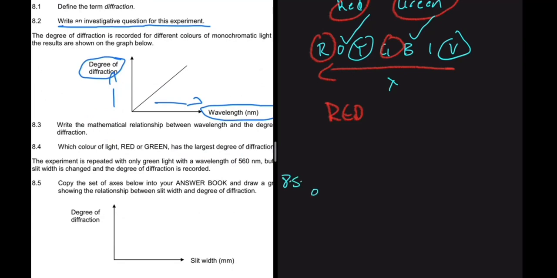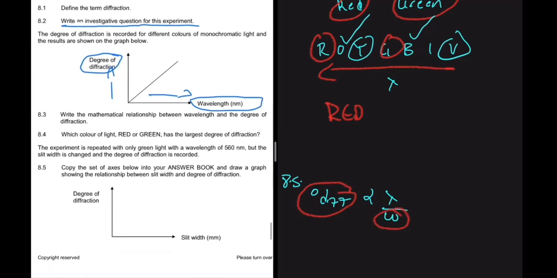So the degree of diffraction, we have already said that is directly proportional to the wavelength, right? But not only is it directly proportional to the wavelength, it is inversely proportional to the slit width, right? So when the slit width increases, the degree of diffraction decreases. So here on our graph, we should have something of this manner. You can see when the slit width is increasing, the degree of diffraction is decreasing. They're inversely proportional to each other.